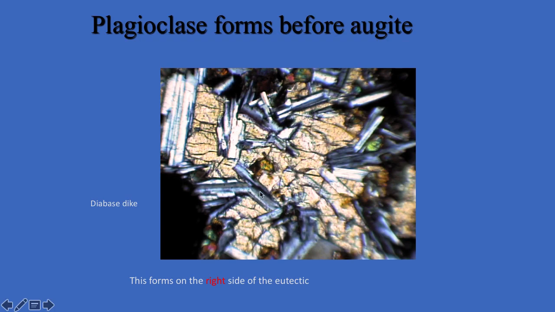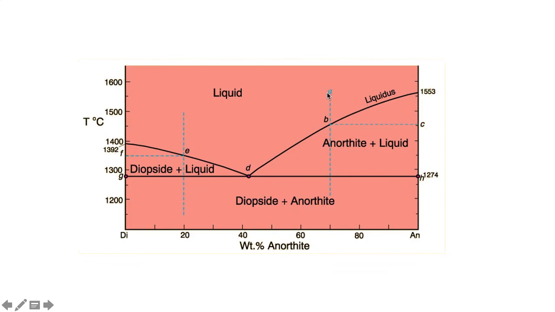Alternatively, here's a case from the other side of the eutectic, where these blade-like black and white things are feldspars, plagioclase, and it formed first. So you see there was a bunch of those crystals, and then this big crystal grew over the top of everything. That's a pyroxene. So this would have been over here, like at point A, forming a plagioclase, anorthite, and then a pyroxene.